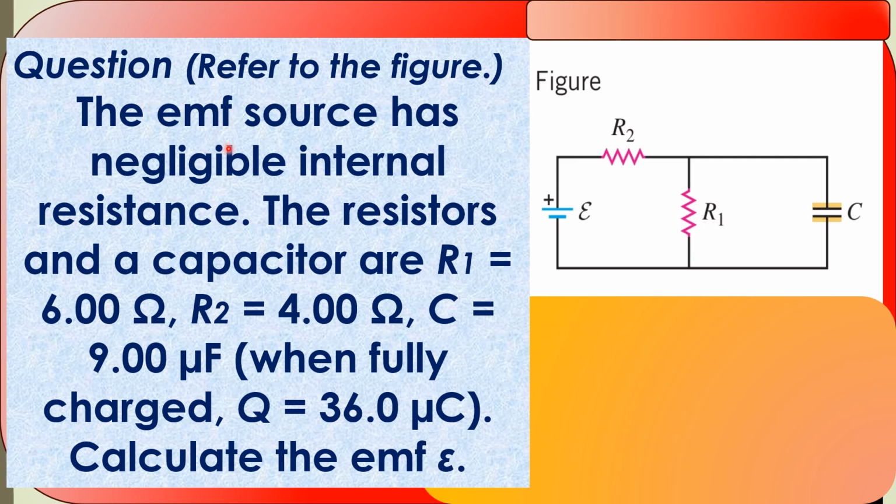Here is the question. The EMF source shown in the circuit diagram has negligible internal resistance. The resistors and a capacitor are R sub 1 equal to 6.00 ohms, R sub 2 equal to 4.00 ohms, and the capacitor has a capacitance equal to 9.00 microfarad, and this capacitor is fully charged. So its charge capital Q is equal to 36.0 microcoulomb. The question is, calculate the electromotive force denoted by the Greek letter epsilon.